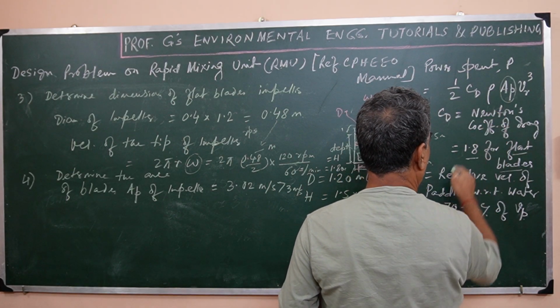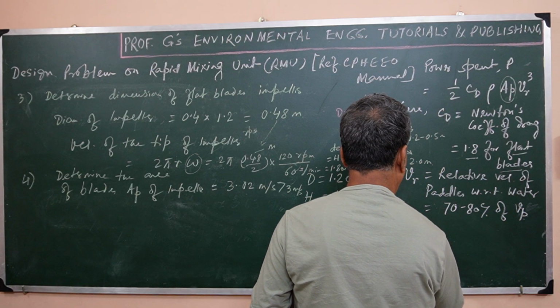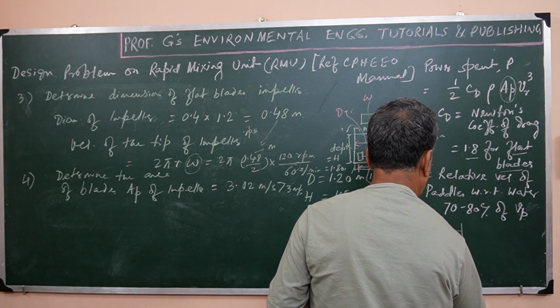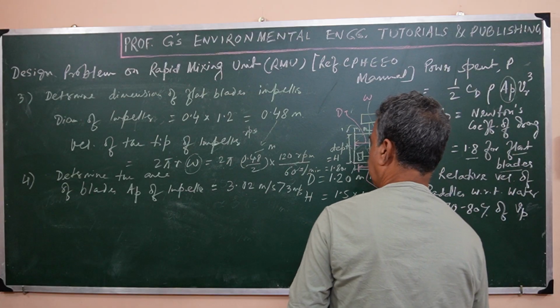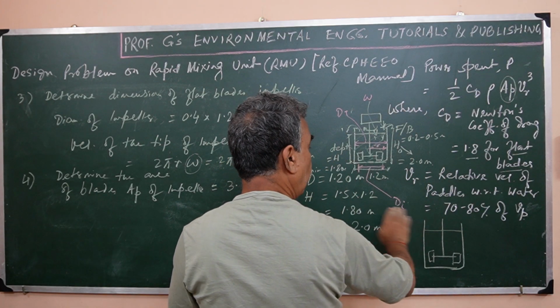VR is the relative velocity of the paddles with respect to water. Let me quickly explain this one. When there is no water, the tip velocity is 2 pi r omega. That is the velocity of the tip when no water is there.